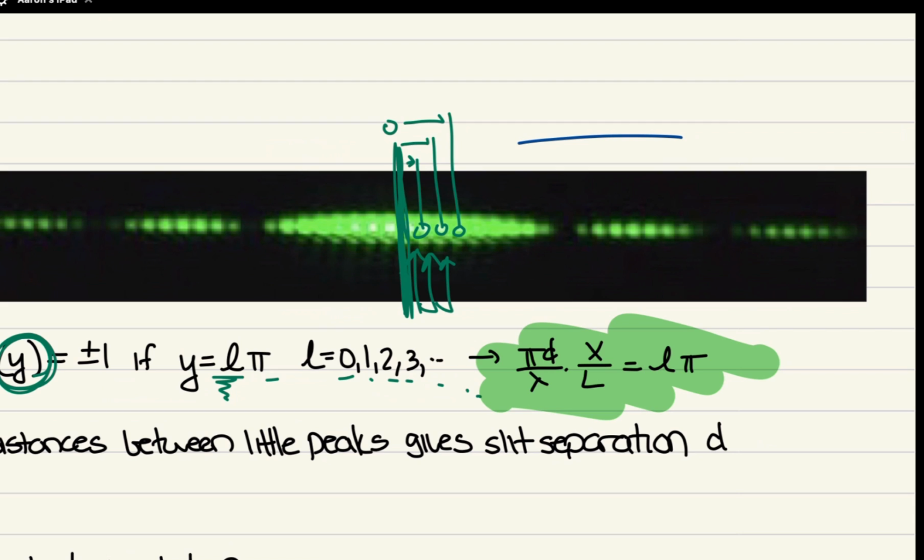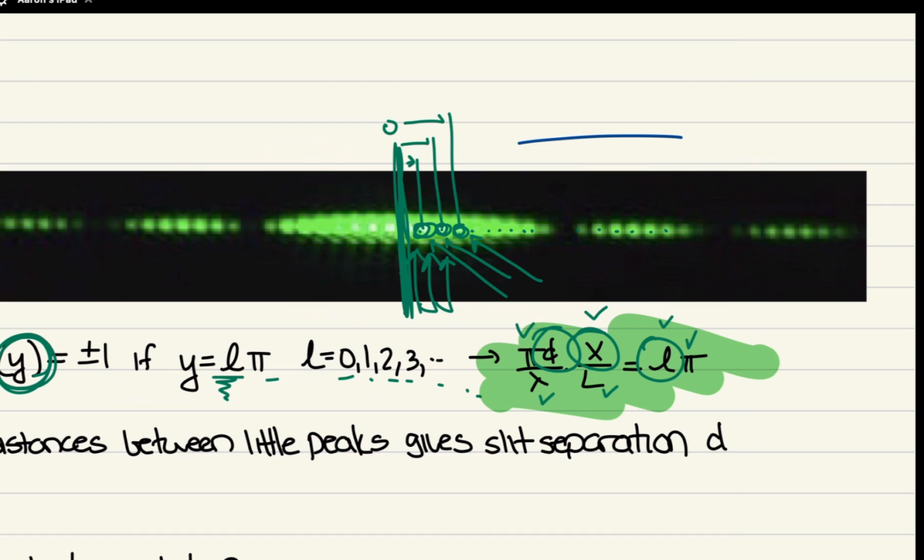So again, looking at each of these intermediate little bright spots that you notice within the larger pattern, and counting them: this is the first bright spot, the second bright spot, the third bright spot. So this would correspond to L equals 1, L equals 2, L equals 3. You could measure with a ruler the distance to get to those spots for some L equals 1, 2, or 3. And again, you know pi, you know L, you know x, lambda, you can then solve for d.